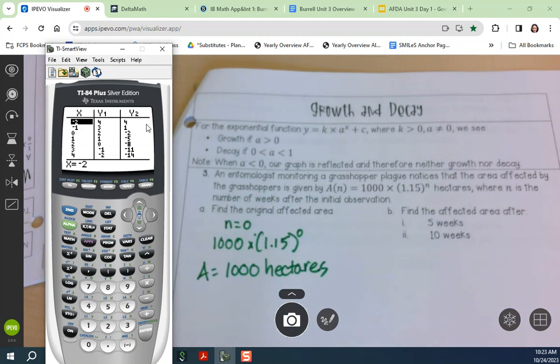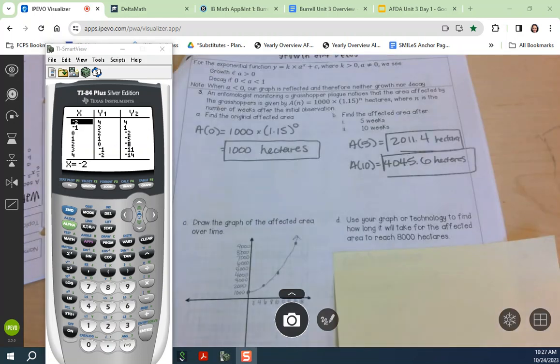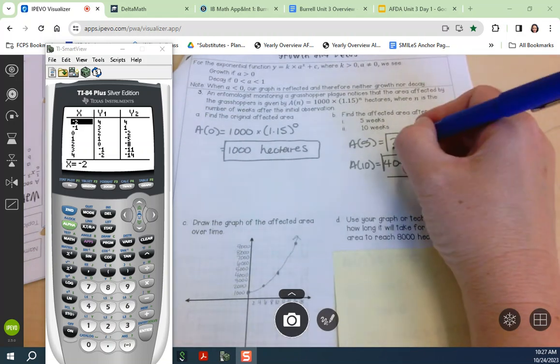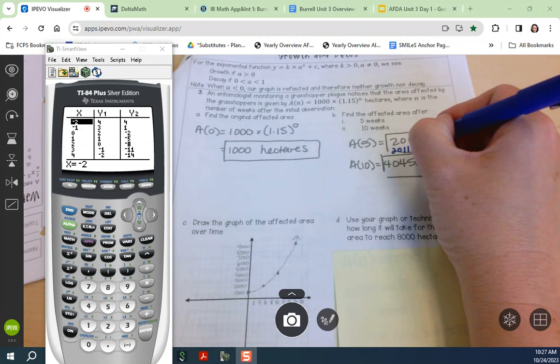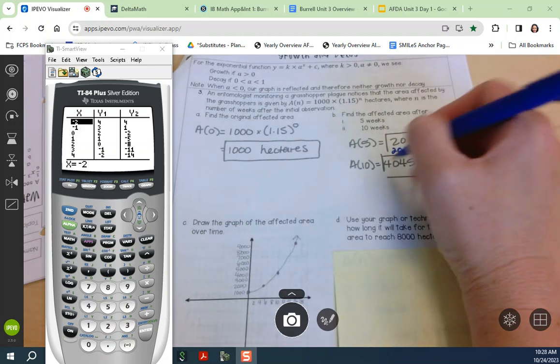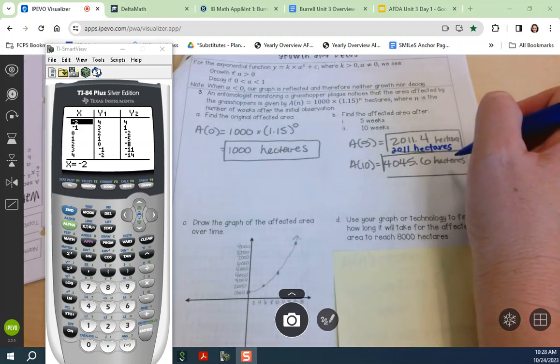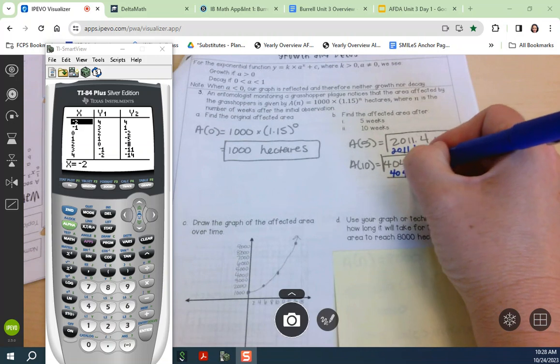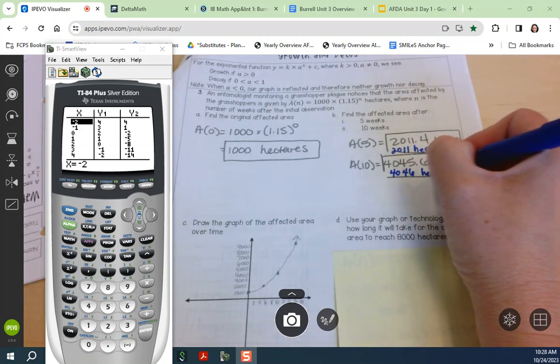So use that formula to find the affected area after 5 weeks and 10 weeks. Then I want you to draw a graph and then try part D. So I did tell you that you could round this to a whole number, so that would make this one 2,011 hectares. Make sure you put your unit on. Did you guys get 4,046 for the next one? Yeah. 4,046 hectares.